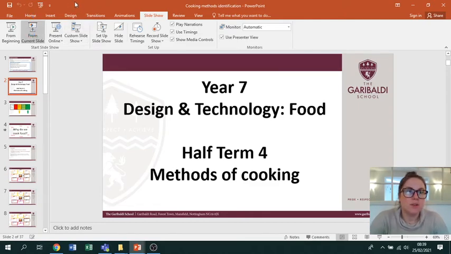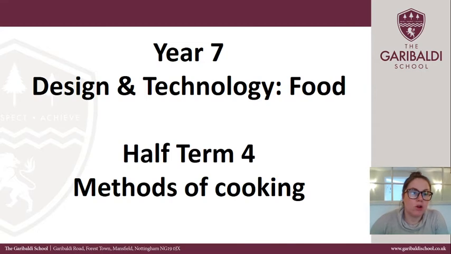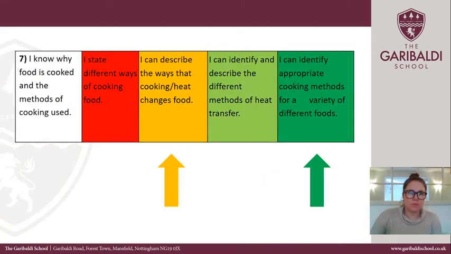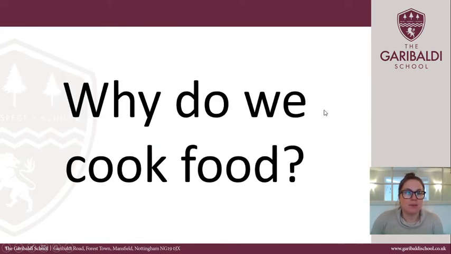Hello, Year 7. So we carry on looking at the methods of cooking that we started last week, but focusing more on these yellow and green sections, so describing the way that cooking or heat changes food, and identifying appropriate cooking methods for a variety of different foods. So that's what we're working through in today's lesson.